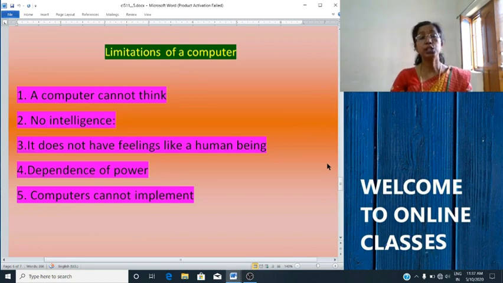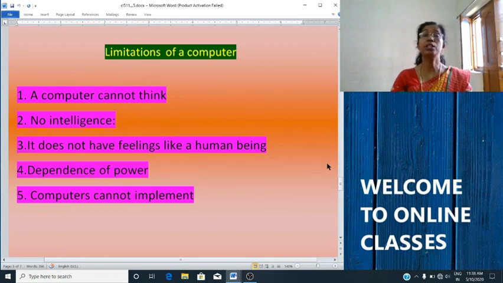Then the second point is no intelligence. That means, unlike humans, it has no IQ. It needs instructions at every step. So each and every step depends upon the instructions or programs that we give, and it cannot take any steps or any decision. Then, it does not have feelings like human beings.